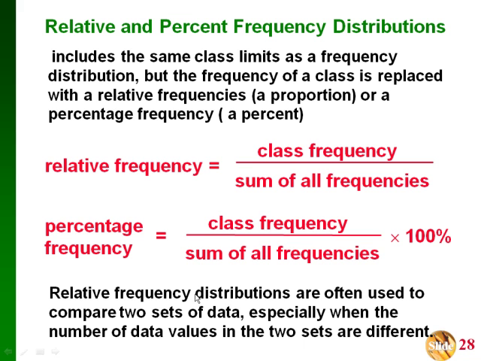Relative frequency distributions are very helpful if you are comparing two sets of data, especially when you've got different numbers of data values in the two sets.